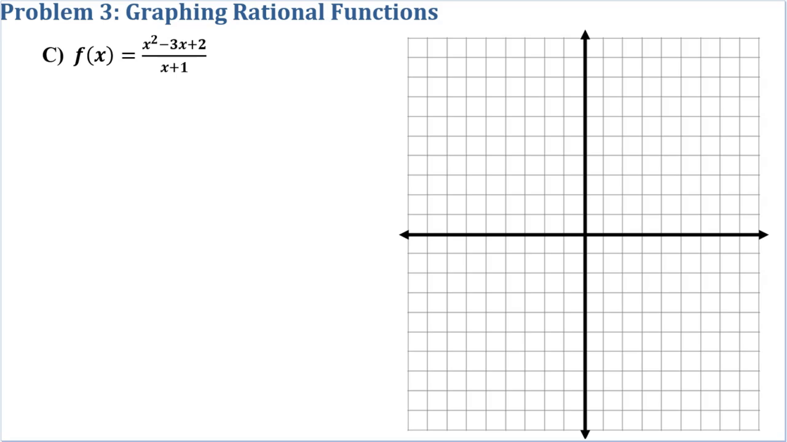All right, let's take a look at one more example. Once again, factor numerator and denominator. Numerator looks like it's going to turn into an x minus 2 times an x minus 1. Denominator we'll just leave as x plus 1. Once again, vertical asymptotes. Those are the zeros of my denominator. So in this case, I'd have x equals negative 1.